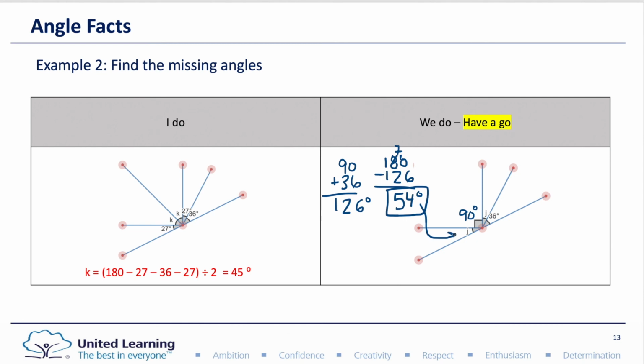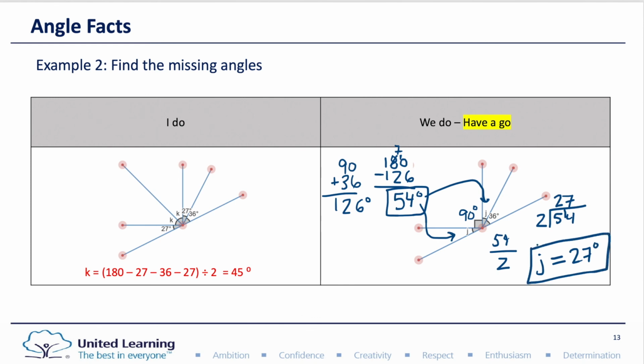Noticing I have 2 equal angles. So I want to split 54 into 2. Let's practice our bus stop here. So 54 divided by 2. I know that 2 goes into 5 2 times, since 2 times 2 is 4, and 5 minus 4 is 1. Then 2 goes into 14 7 times, and there's no remainder, meaning J equals 27 degrees. I hope you got that correct.